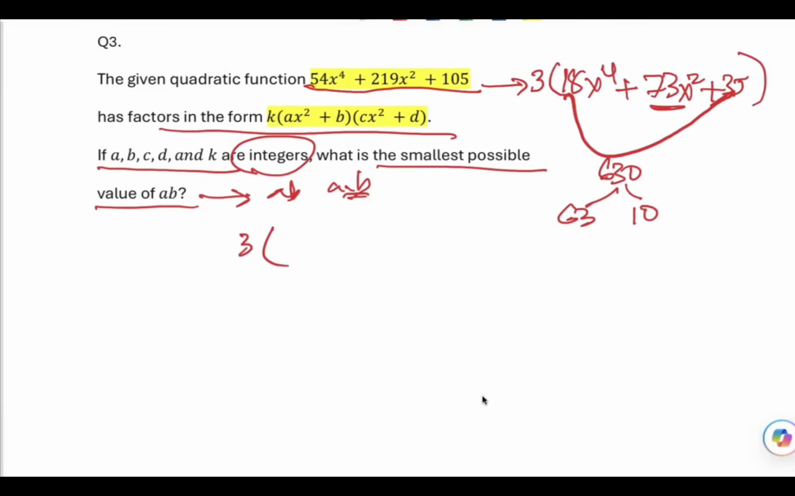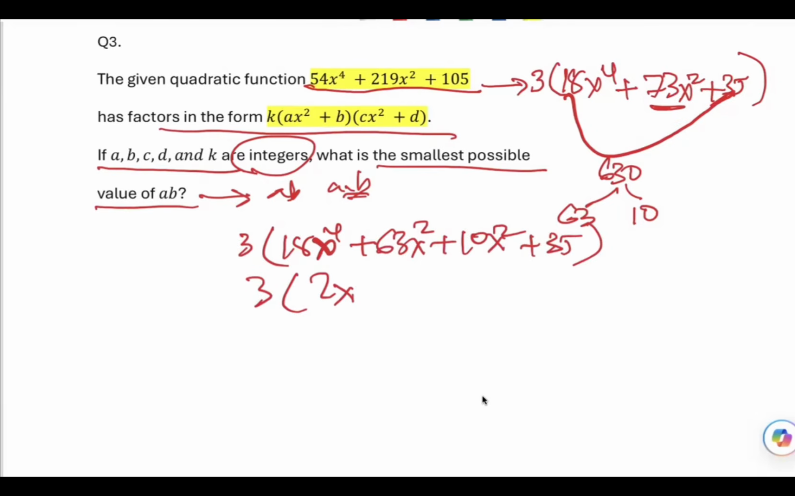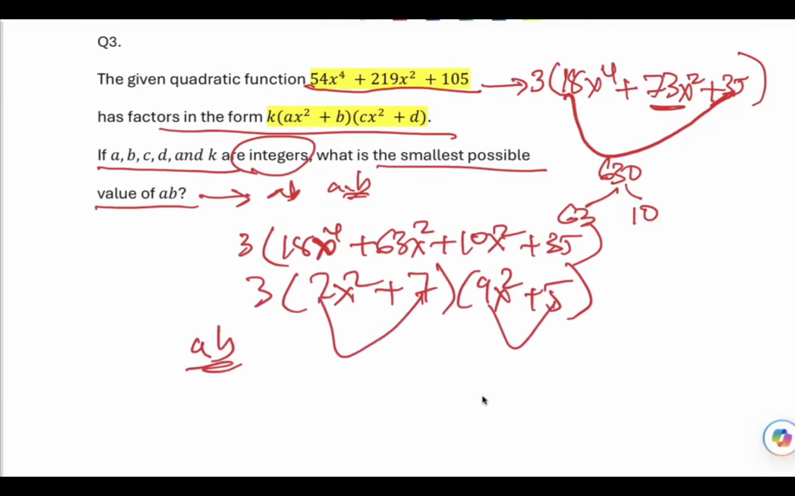That means I have 3 times 18 s to the power 4, and I'm going to replace 73 by 63 and 10, so 63s squared plus 10s squared plus 35. When you simplify, you're going to get (2s squared plus 7)(9s squared plus 5). They say AB, and AB is this or that. This is 45 and this is 14.